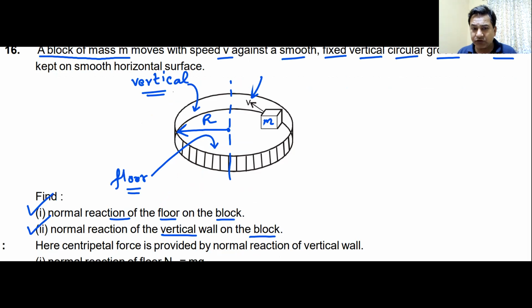So there are two forces acting on this. One is the force from the bottom floor, and one is the force from the vertical curved cylindrical wall. You have to tell me the value of these two forces, the normal reaction from the floor and the normal reaction from the vertical wall. I'll give you a minute to think about it, and give me the answer.